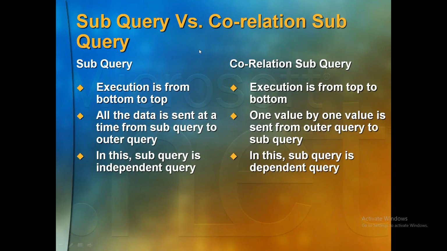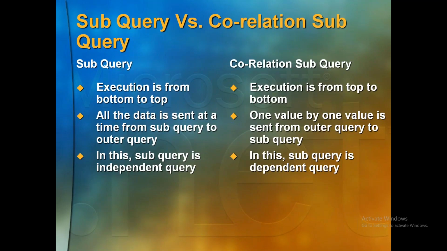Difference between subquery and correlated subquery. Subquery execution is from bottom to top. Execution is from top to bottom in the correlated subquery. All the data is sent at a time from the subquery to the outer query. One value by one value is sent from the outer query to the inner query or subquery. In a subquery, it is an independent query. In this, the subquery is a dependent query. Always this fellow will go back to Peter and ask, give me the next key, give me the next room key. That's what I told you, right? So these are the two examples.